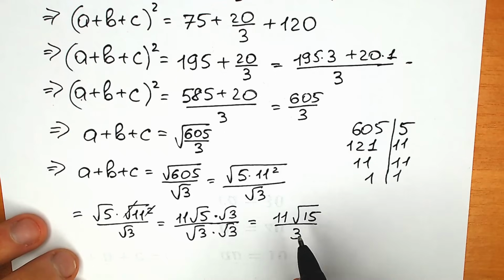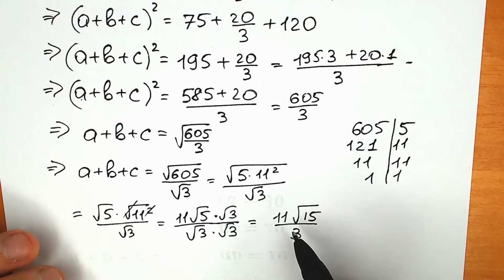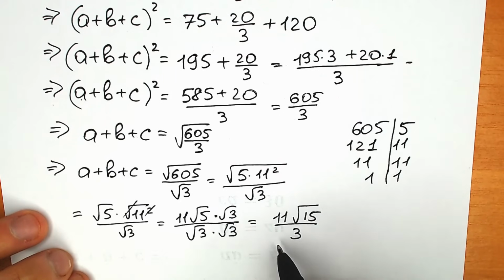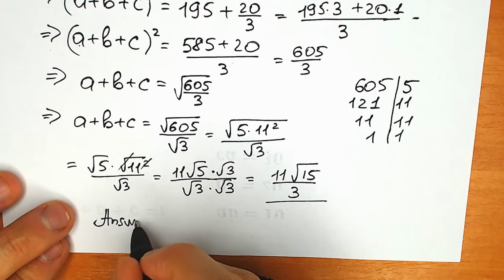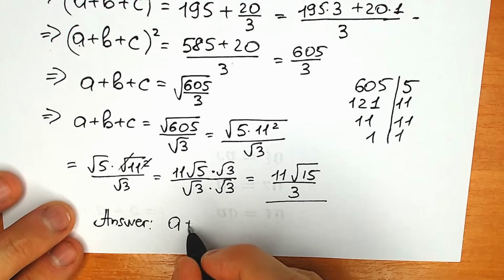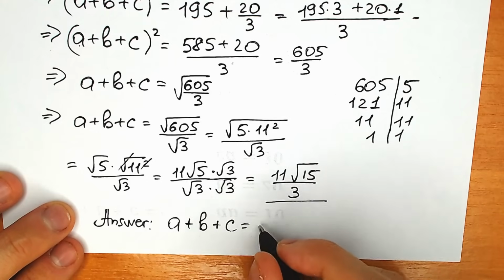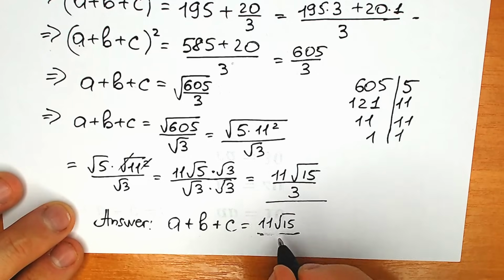We can't simplify this more because we can't divide 11 by 3. We don't need to touch it. This is our answer. We don't need to simplify it because we can't. We can't multiply, we can't divide. This is our great answer, and let's write our answer right here in this line. So our answer to this question: A plus B plus C is equal to 11 square root of 15 over 3. This is our answer to this question.